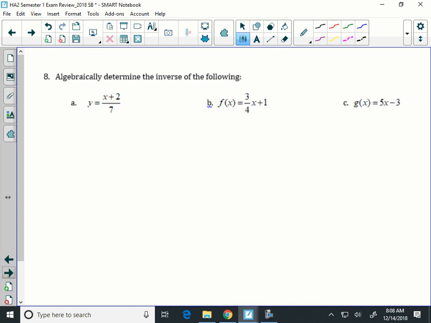All right, 8 and 9 are going to deal with inverses, and then we will be done with our functions unit. For inverses, remember you have to switch the x and the y value. So you just flip-flop the letters here. X equals y plus 2 over 7, and you just solve for y. That's how you find the inverse.